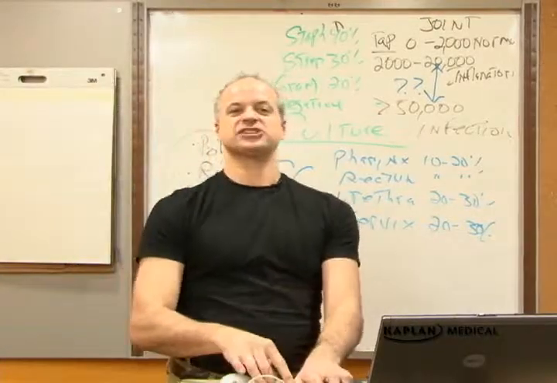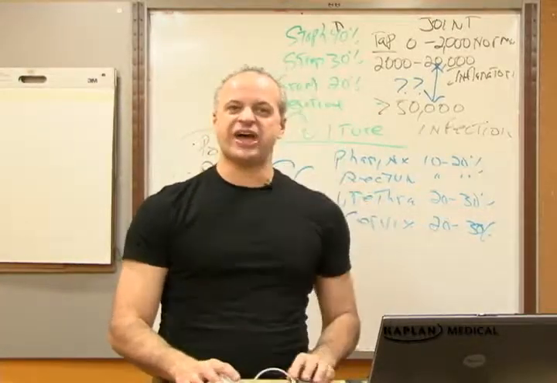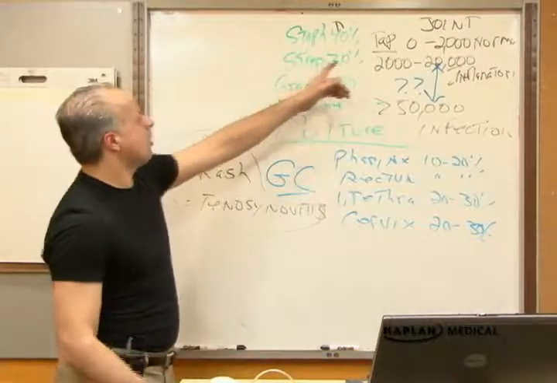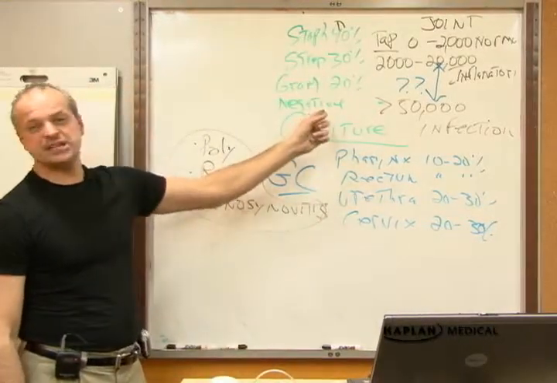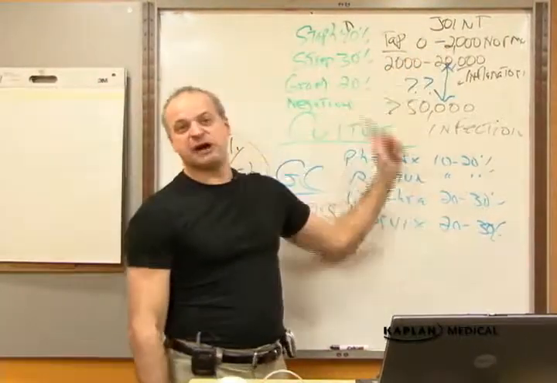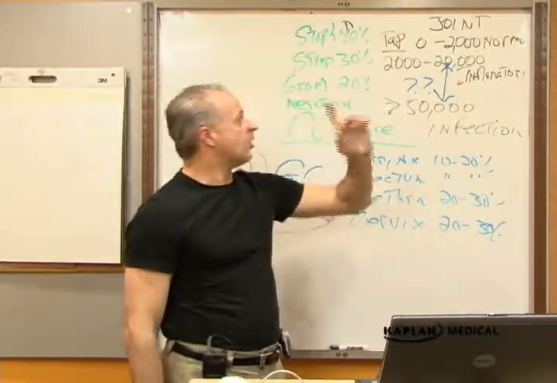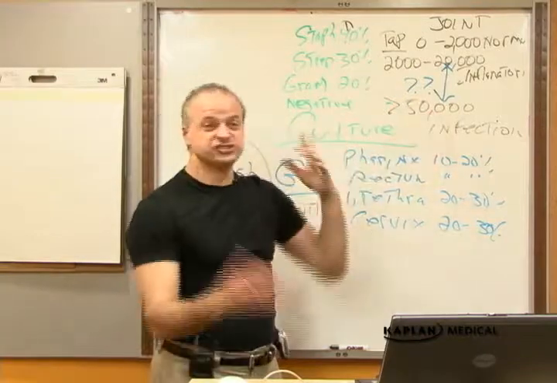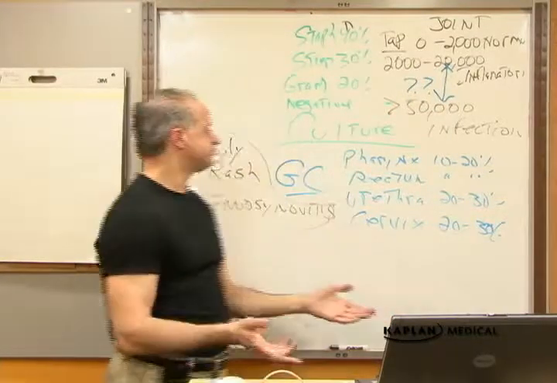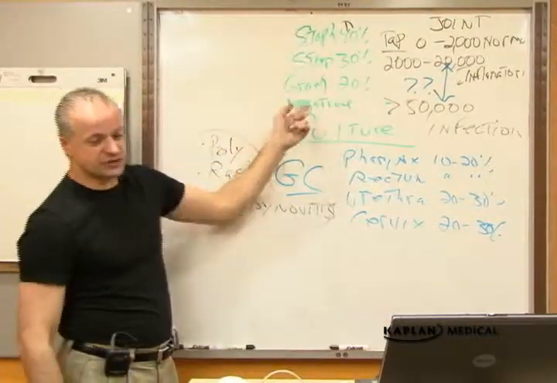Joint infections. How do I know that it's staph and strep and gram-negatives? Tap the joint. Above 50,000, it's an infection. Under 2,000, it's normal. Between 20 and 50,000 cells, you're not sure. Staph and strep and gram-negatives.